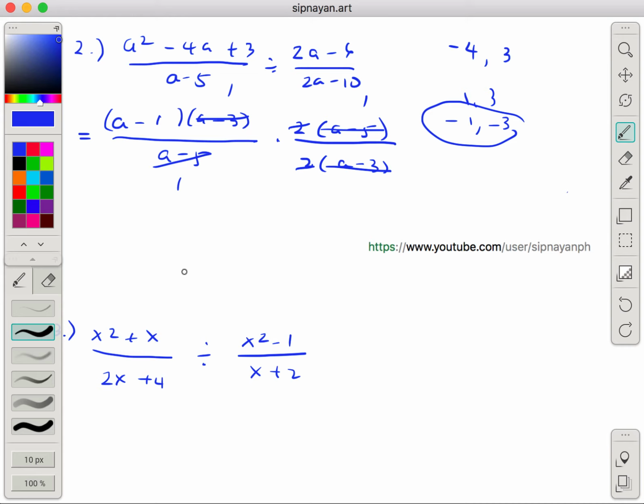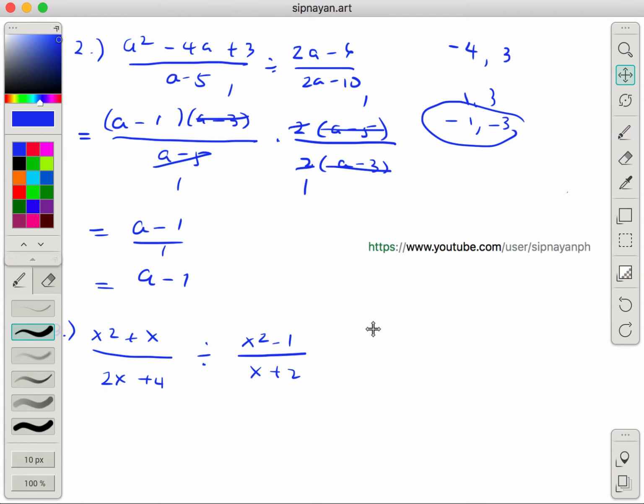So, anong natira? A minus 1 times 1 times 1, which is equal to a minus 1. And then yung denominator natin ay 1 times 1, which is 1. So pag denominator natin 1, syempre, a minus 1 divided by 1 is a minus 1. So ito na yung pinaka-final answer natin.